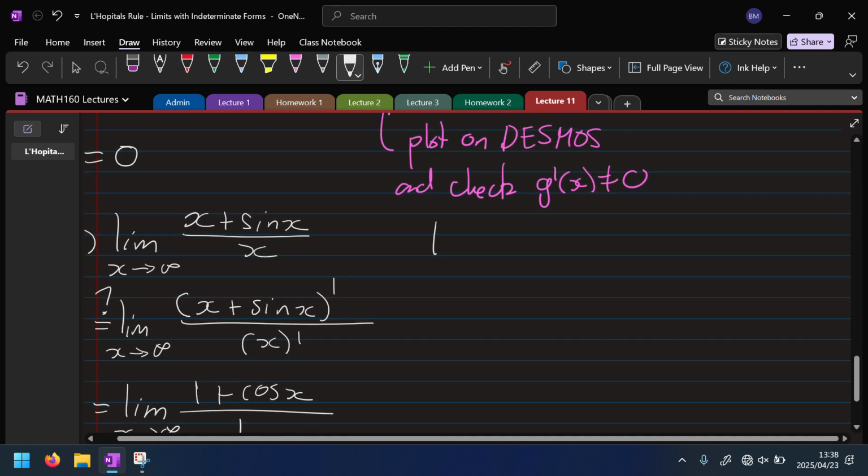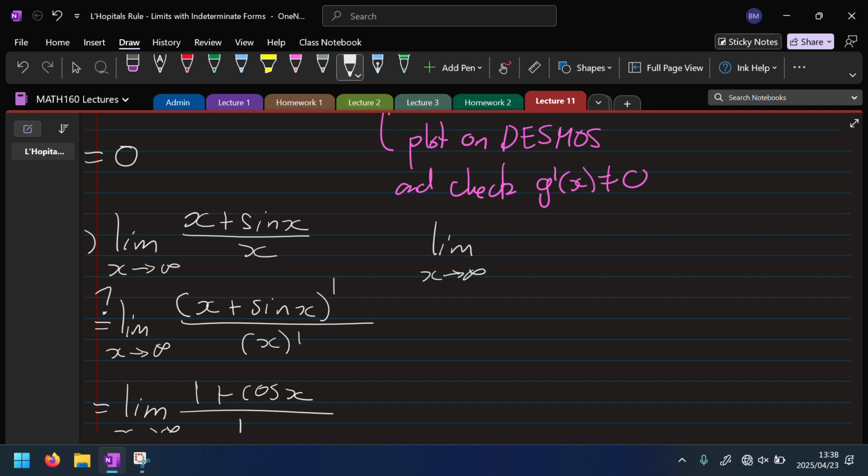So we have the limit as x goes to infinity of x over x, that's going to be a 1, plus sine x over x. So we can take the 1 out. That has nothing to do with the limit. So it's going to be 1 plus the limit as x goes to infinity of sine x over x. You can use the squeeze theorem. You show that sine x over x will be 0.